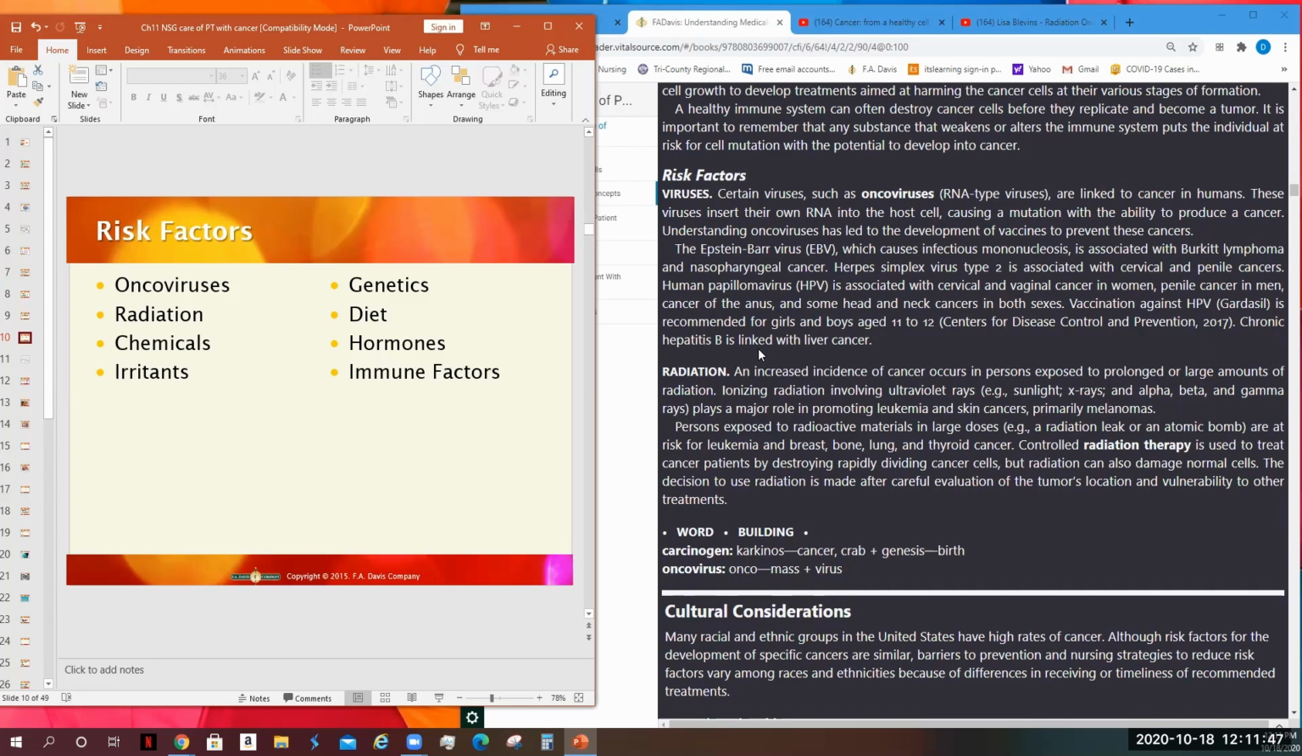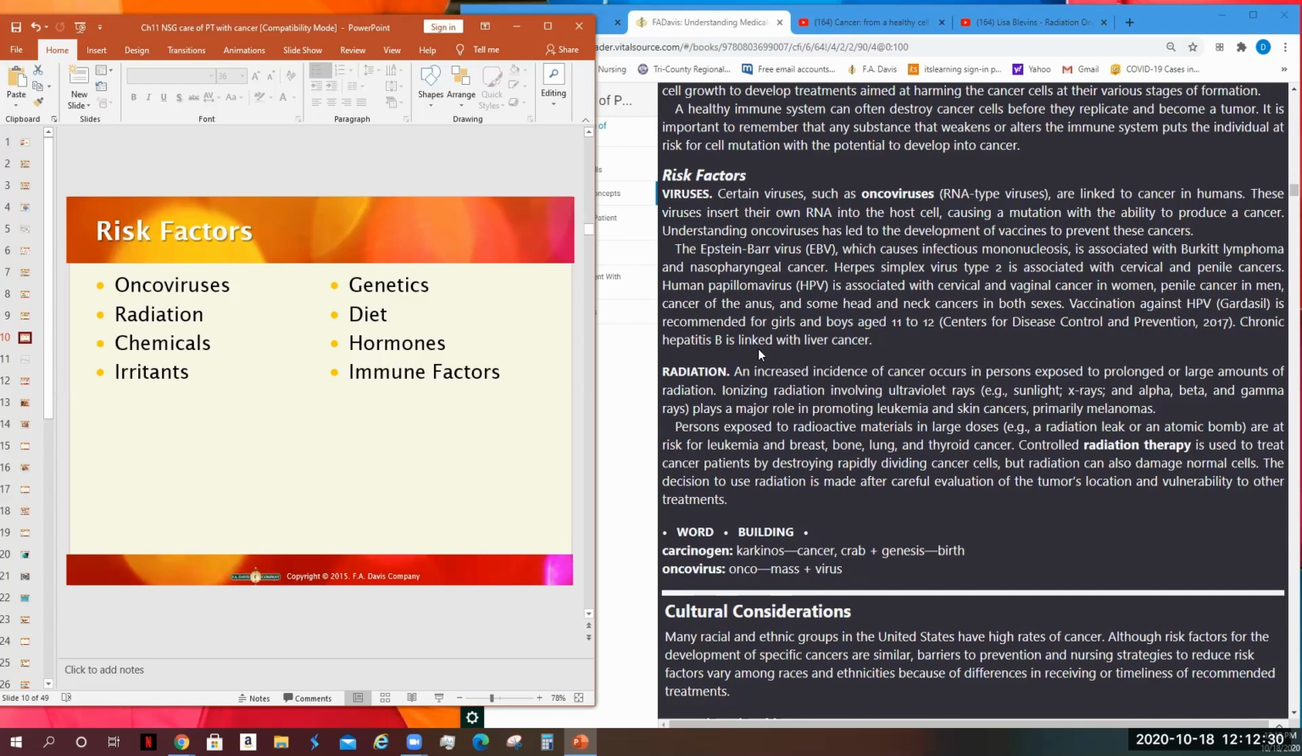The Epstein-Barr virus, EBV, which causes infectious mononucleosis, is associated with Burkitt lymphoma and nasopharyngeal cancer. Herpes simplex virus type 2 is associated with cervical and penile cancers. Human papillomavirus, HPV, is associated with cervical and vaginal cancer in women, penile cancer in men, cancer of the anus, and some head and neck cancers in both sexes.